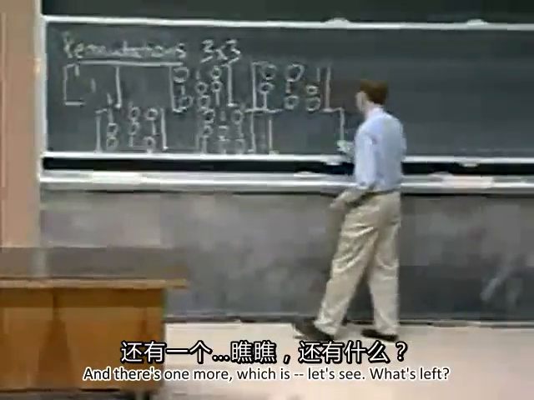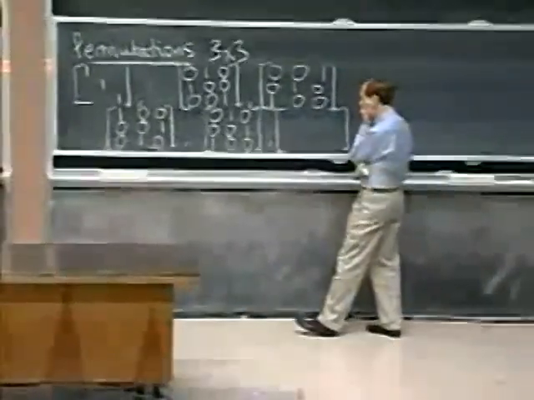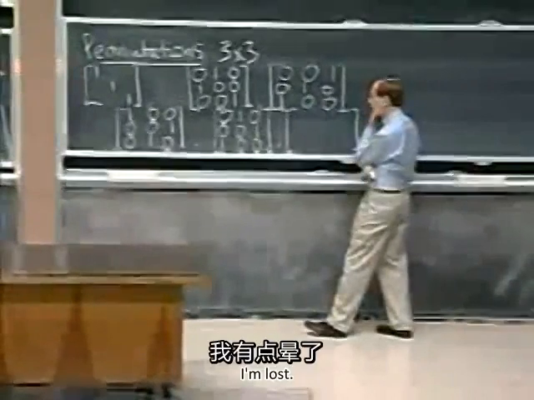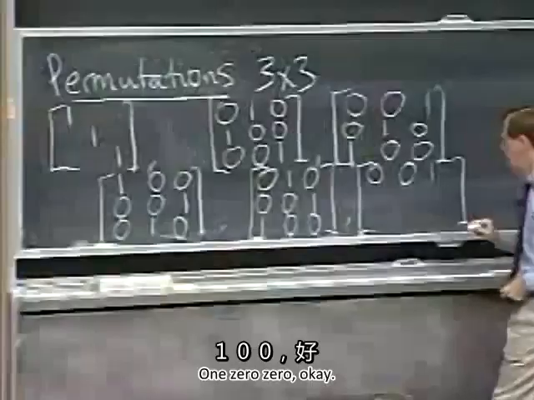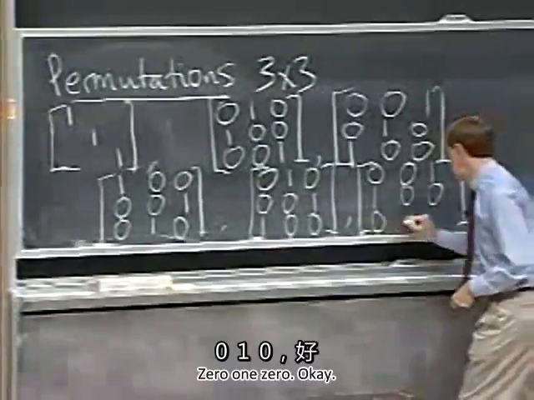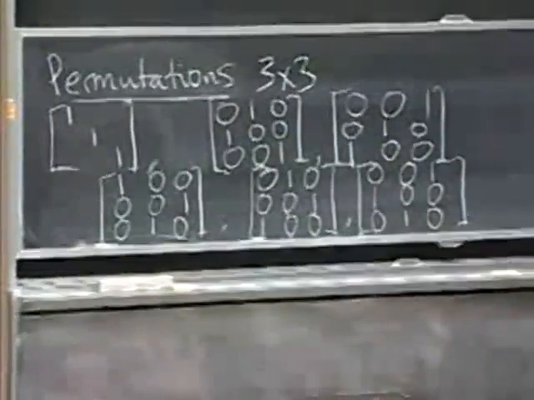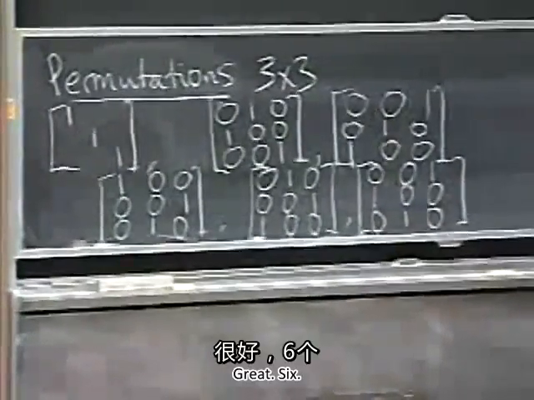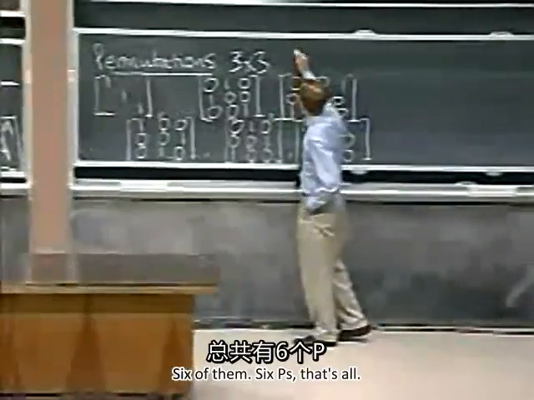which is, let's see, what's left? Whoa. Is it 0, 0, 1? Okay. 1, 0, 0, okay. 0, 1, 0. Okay. Great. 6. 6 of them. 6 P's.